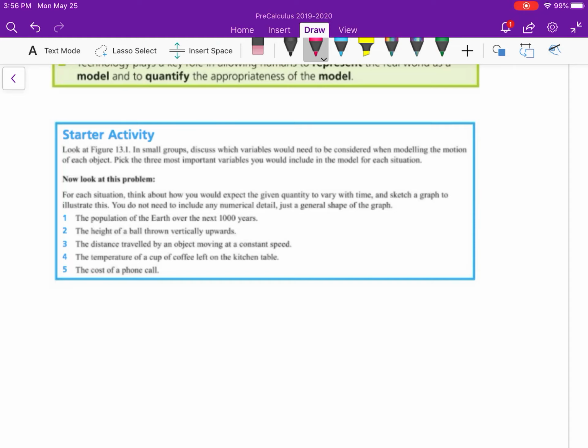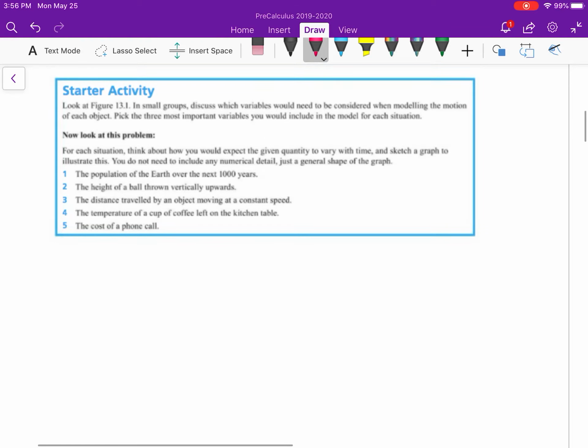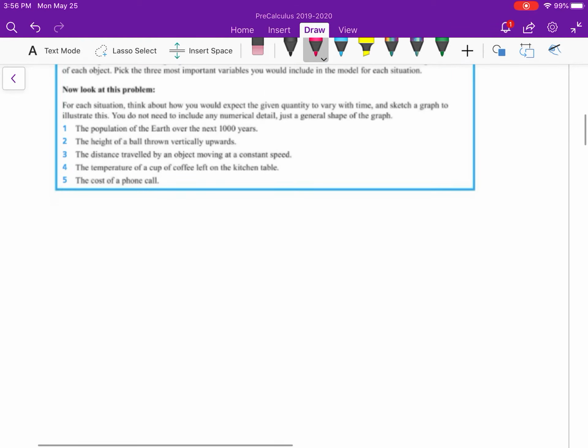I don't know what figure 13.1 is, but if we look at this problem, for each situation, think about how you would expect the given quantity to vary with time and sketch a graph to illustrate this. You do not need to include any numerical data. Basically just talking about what type of graph that would be. Like the population of the earth has always been exponential.